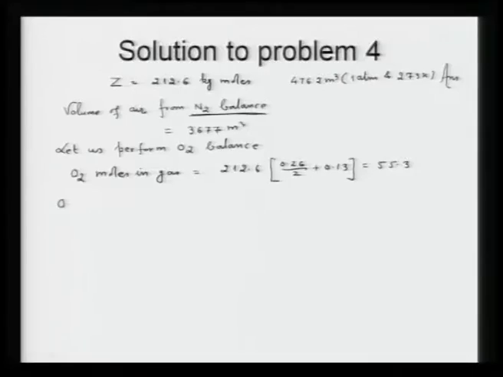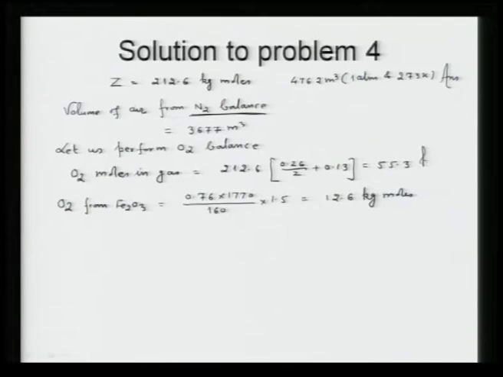So, O2 from Fe2O3. No iron is lost in the slag, so all the oxygen will be available. I am just giving one example of calculation: 0.76 into 1770 upon 160 kg moles of Fe2O3. Oxygen is 1.5, so the available oxygen will be 12.6 kg mole. This is also in kg moles.